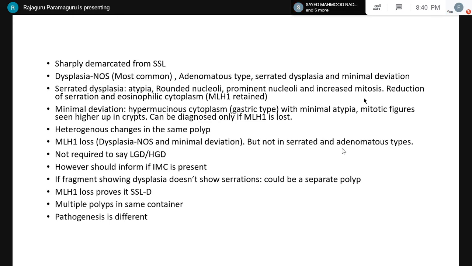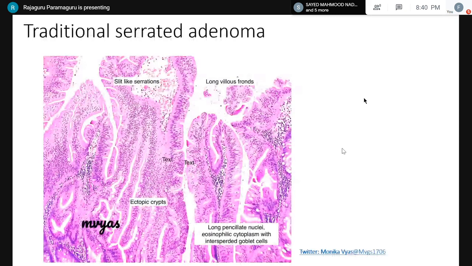And then going on to the traditional serrated adenoma. This is a picture of a traditional serrated adenoma, where you have the pencillinate nucleus, which is stratified, with abundant eosinophilic cytoplasm. We have a lot of serrated appearance, which looks like that of a normal small bowel epithelium, where you have slit-like spaces, slit-like serrations, which happen in the normal small bowel also.